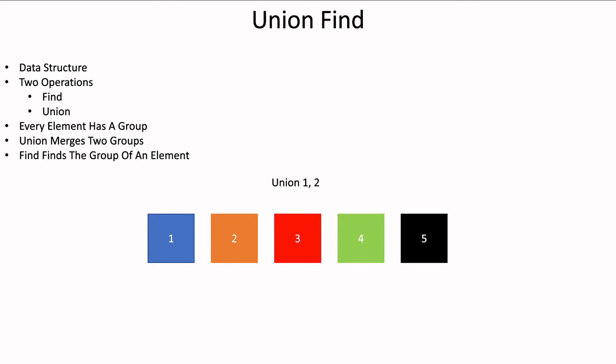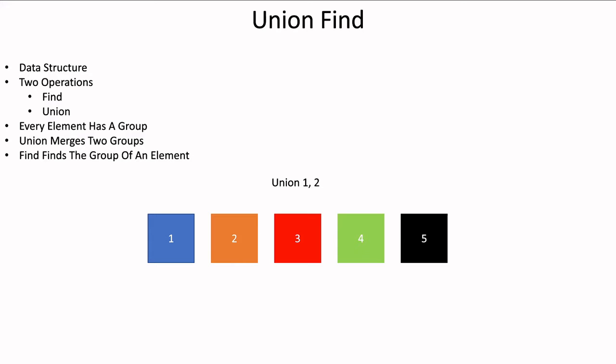The union find data structure has two primary operations, find and union. Every element in the union find is part of a group. In this example, every element's group is a color. For example, 1 is blue, 2 is orange, and so on. The union operation merges two groups together. The find operation gives the group of an element.